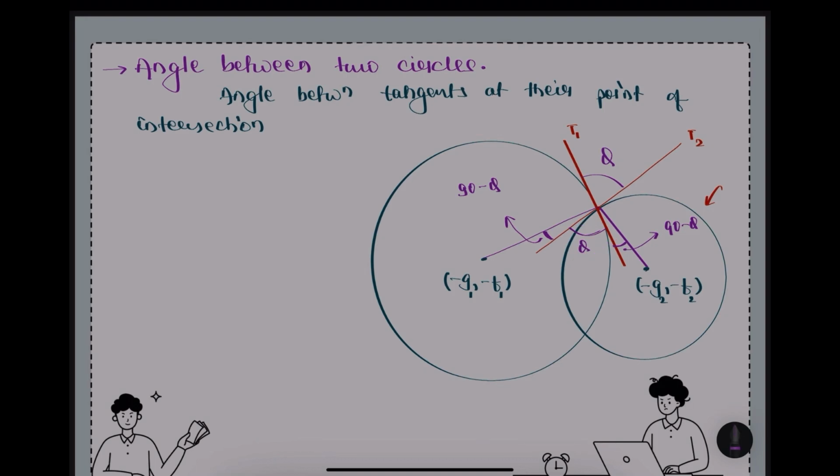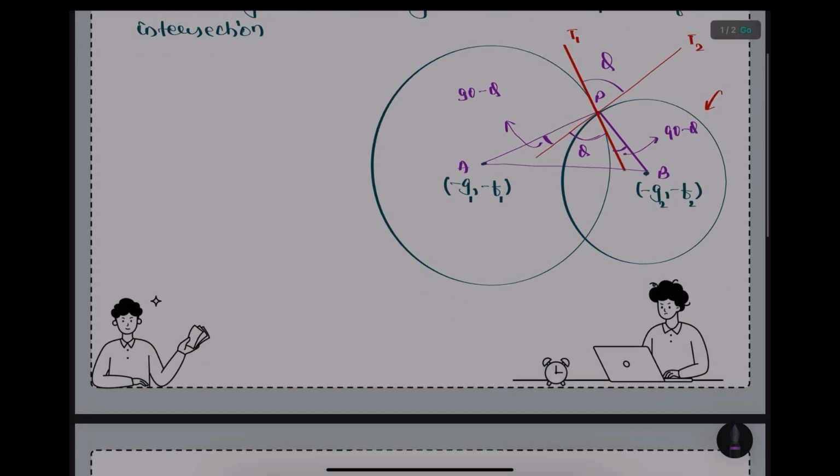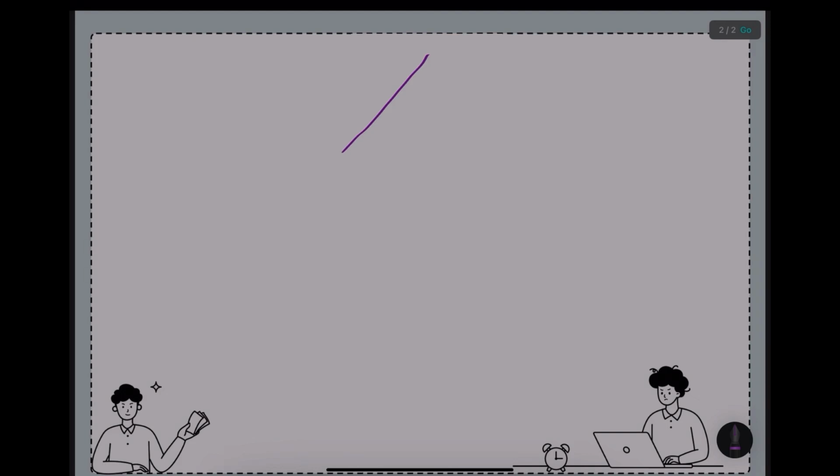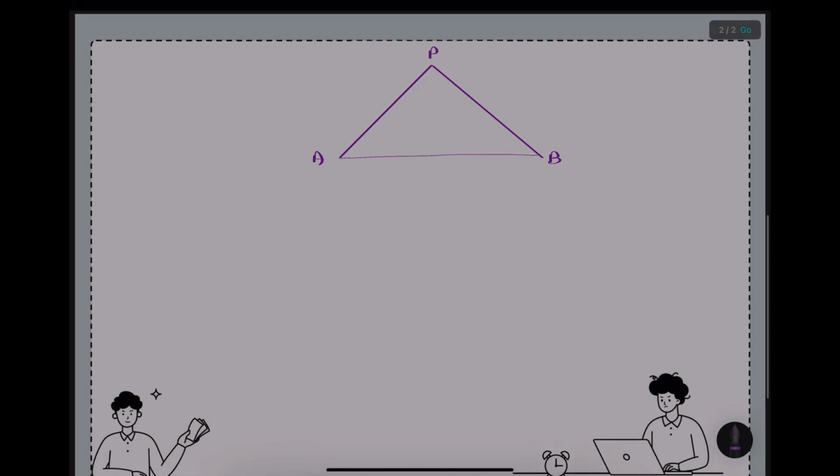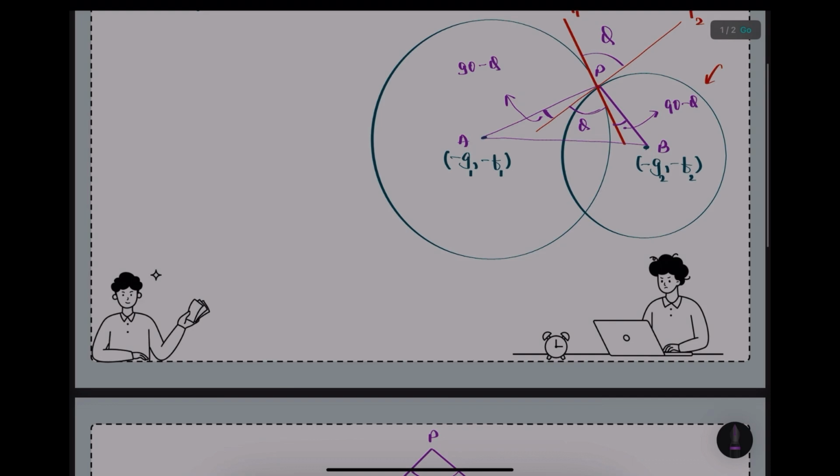Now look at this. Can I connect both centers? So you get a triangle. Suppose that it is A, it is B, it is P. I'll draw that triangle again. So this is the triangle A, B, P, and this angle was the whole thing. We are talking about this angle, so can I say that it is a combination of this thing plus this thing plus this thing?